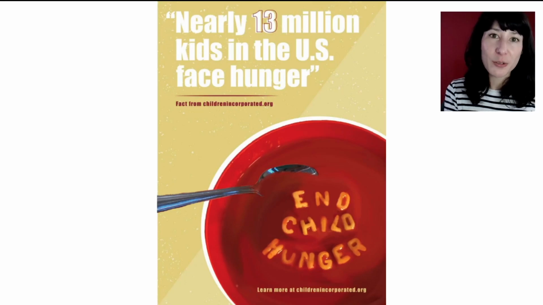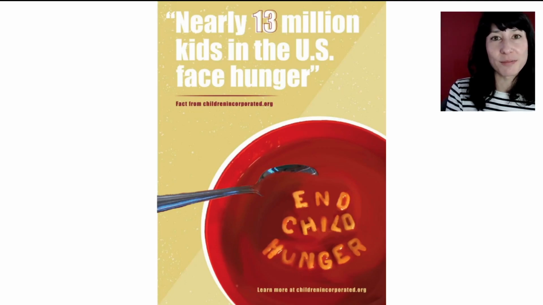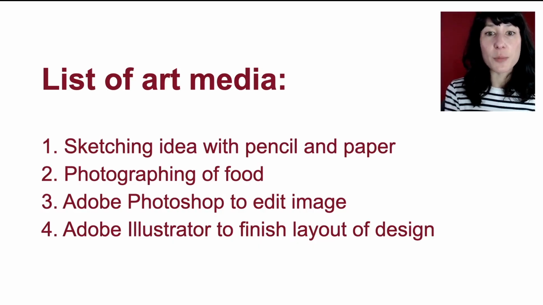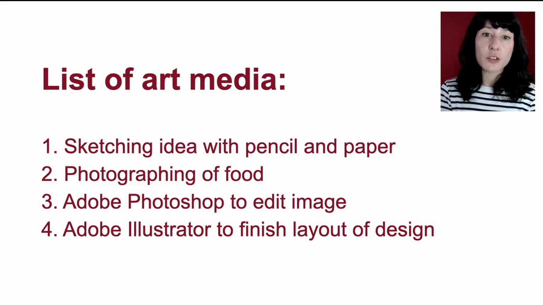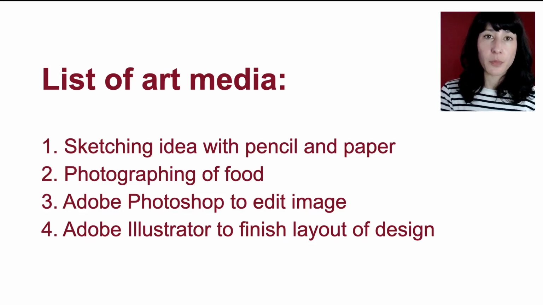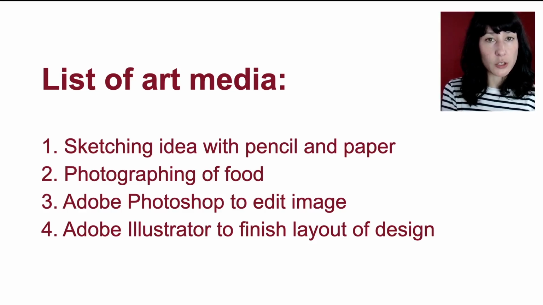So let me walk you through Koyellen and Hannah's design and show you how they went through this process to create the image. Here I have a list of materials and media they used and how. First, they sketched their idea with a pencil and paper. Second, they photographed the food they'd like to include in their final image. Third, they imported their photograph into Adobe Photoshop to edit the image. And fourth, they used Adobe Illustrator to finish their design.